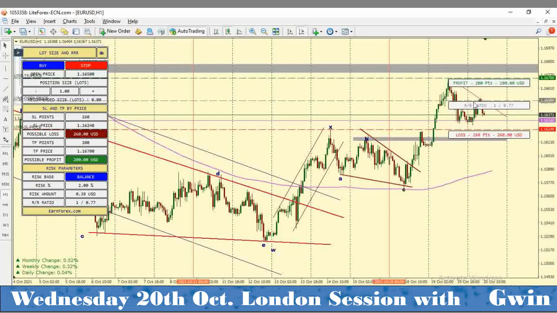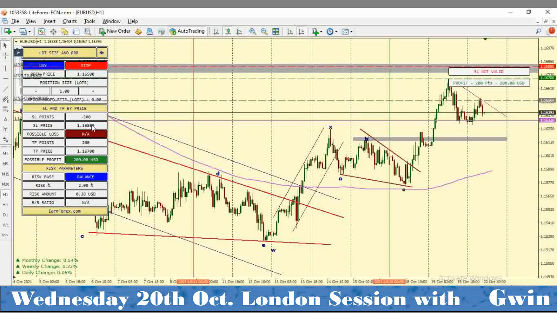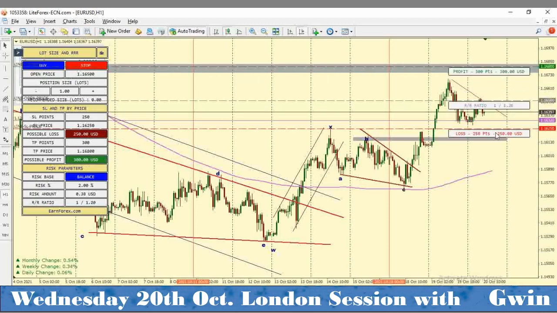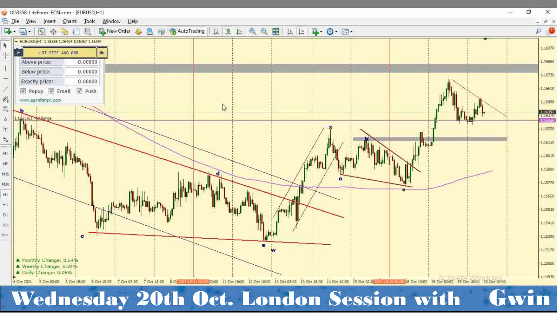Apart from that, we can just go tweak. We're going to change our take profit 1 to 1.168. I think this fits better for a 1:1. So this is not a good trade. We're not going to take this trade for now.